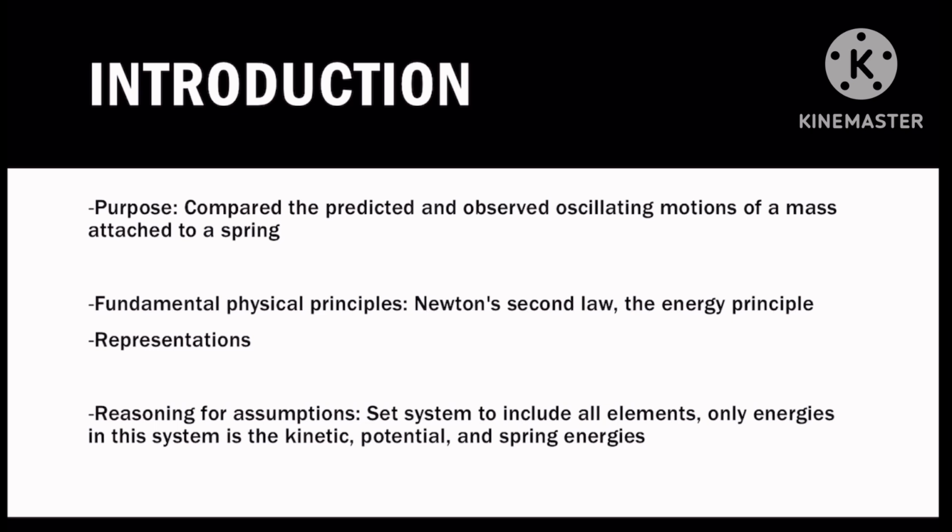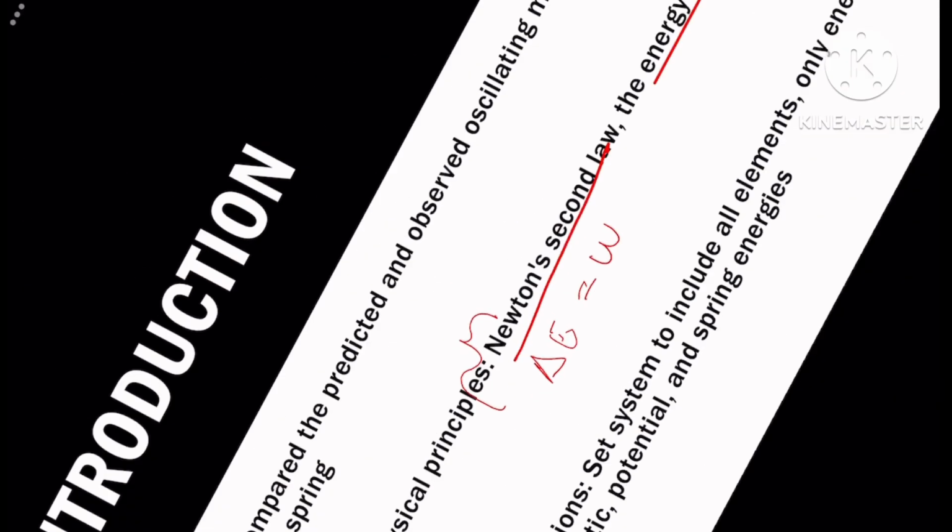So a brief introduction is that we will compare the predicted and observed oscillating motions of a mass attached to a spring as our purpose, and we'll be using GlowScript as well as Tracker. And then some fundamental physical principles we'll be using in this lab are Newton's second law and the energy principle. Some representations of the energy principle is that, to sum it up, the change of energy is basically equal to work, and we could separate energy into its core components.